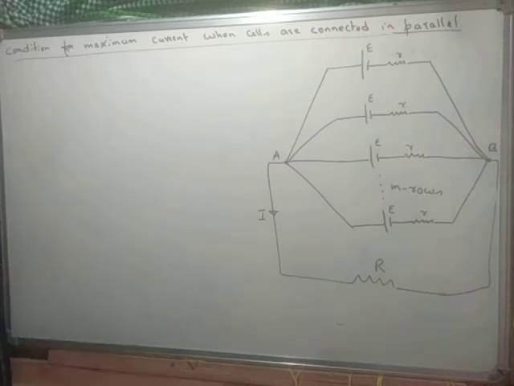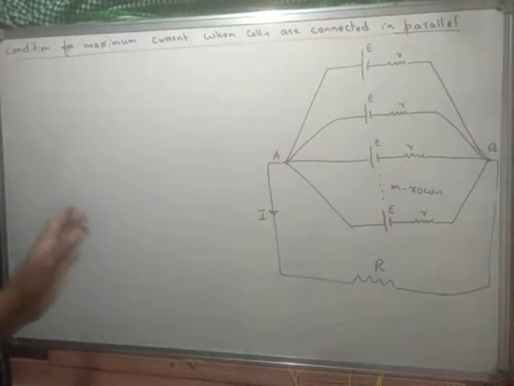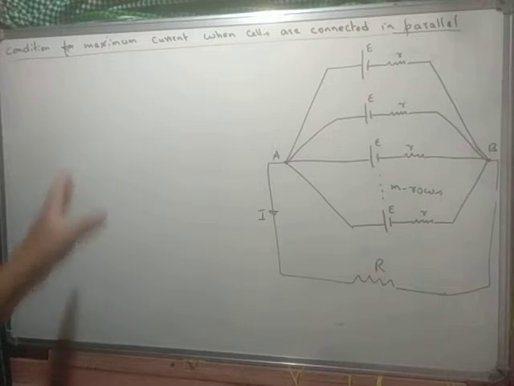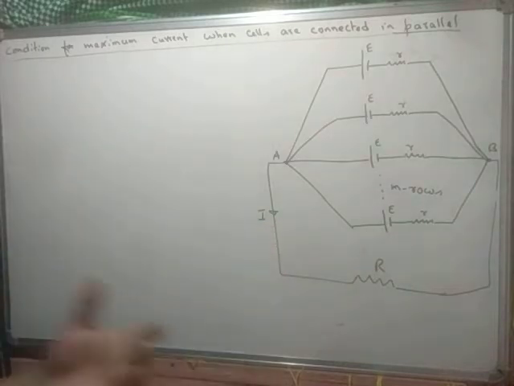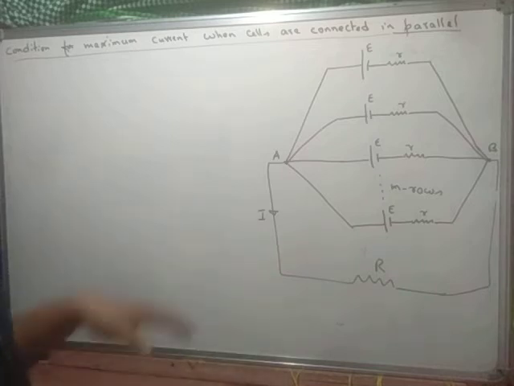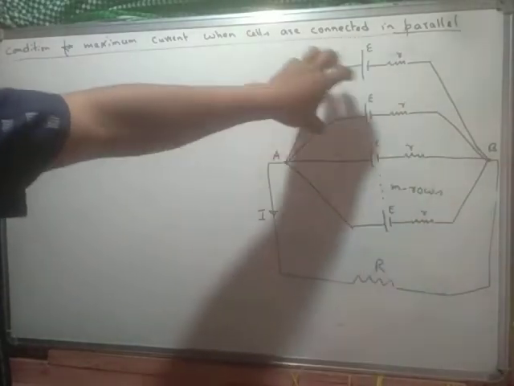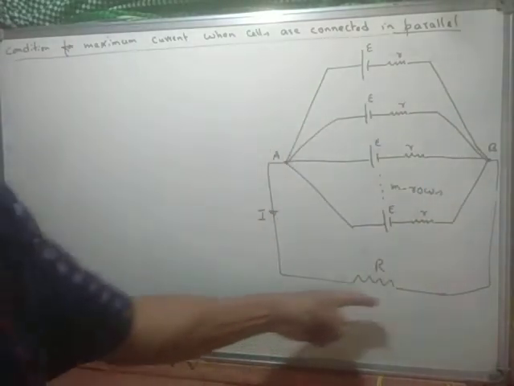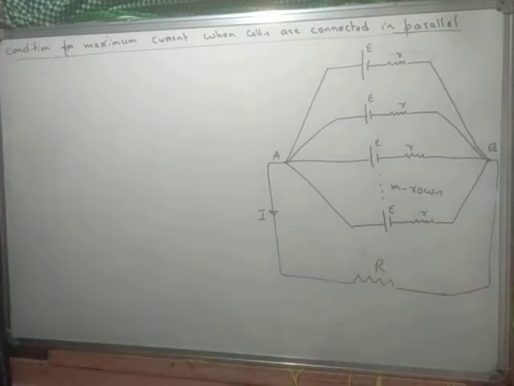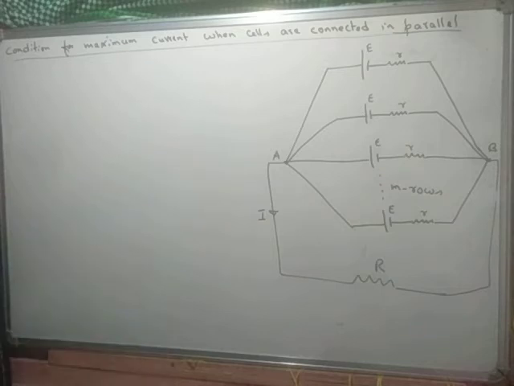Condition for maximum current in case of cells connected in parallel. Just like before, we have found that the condition to get a maximum current when the cells are connected in series is that the external resistance should be greater than the sum of the internal resistances. Similarly, here we shall see what is the condition to get a maximum current I flowing through the external resistance R when these identical cells are connected in parallel.